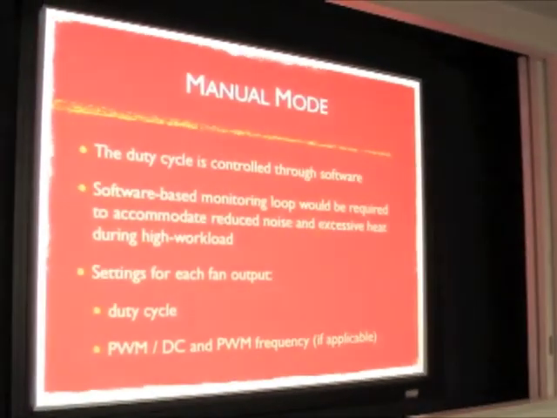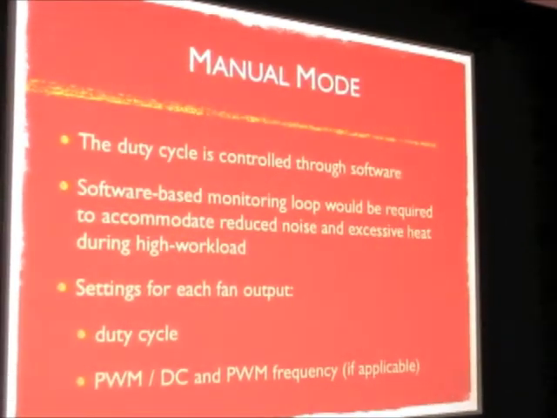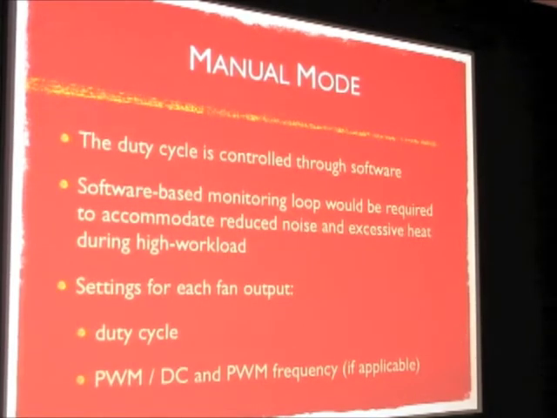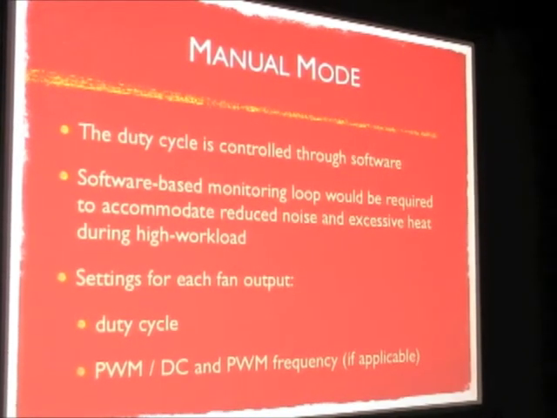So in the manual mode of the chips, you can control the duty cycle directly through software. So you specify that you want the fans to run at 100% duty cycle, or at 40% duty cycle, or at 50% duty cycle. And a software-based monitoring loop would be required to accommodate reduced noise and excessive heat during high workload. So if you use the manual mode, then it means that if you're doing some compute-intensive task, then you will have to increase the duty cycle of the fan so that the system doesn't overheat. And then if you aren't doing anything, if the system idles, then you will have to manually reduce the duty cycle of the fan. So you will have to run some kind of monitoring loop in the software.